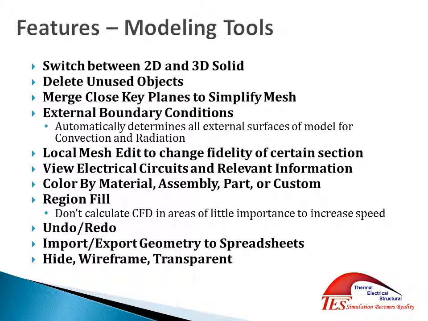We can quickly switch between 2D and 3D solids with little tools. There's a tool for deleting all unused objects, so if you had empty solids or empty assemblies, they'll be removed. You can color by anything, and we'll see that a little bit later. Region fill allows you to remove very small flow regions, say underneath a component that you don't want to waste time solving CFD for, so you can quickly remove that, and you can undo and redo up to five different levels.